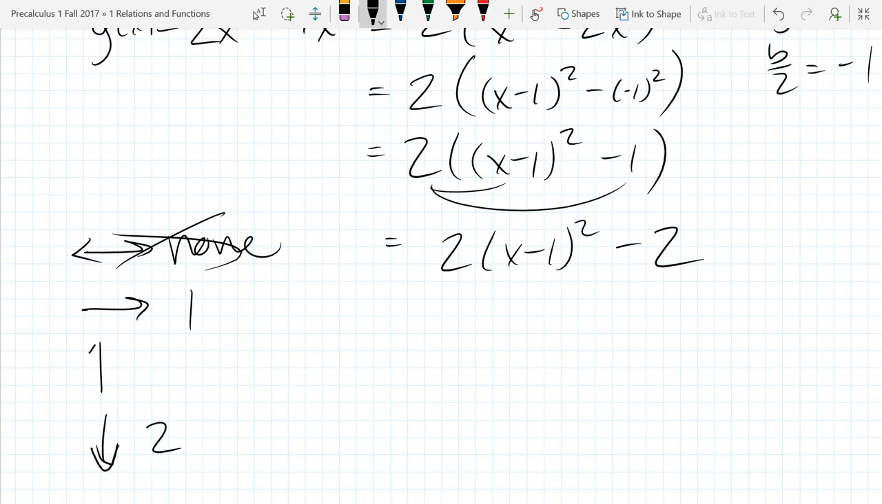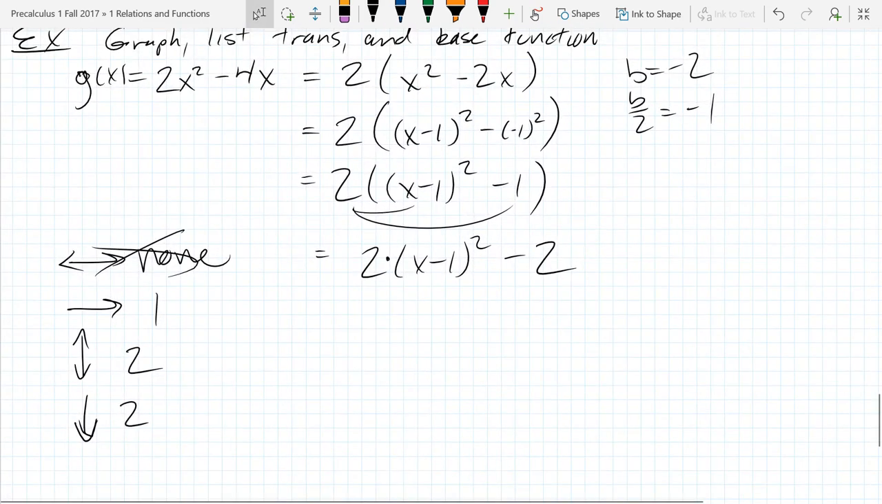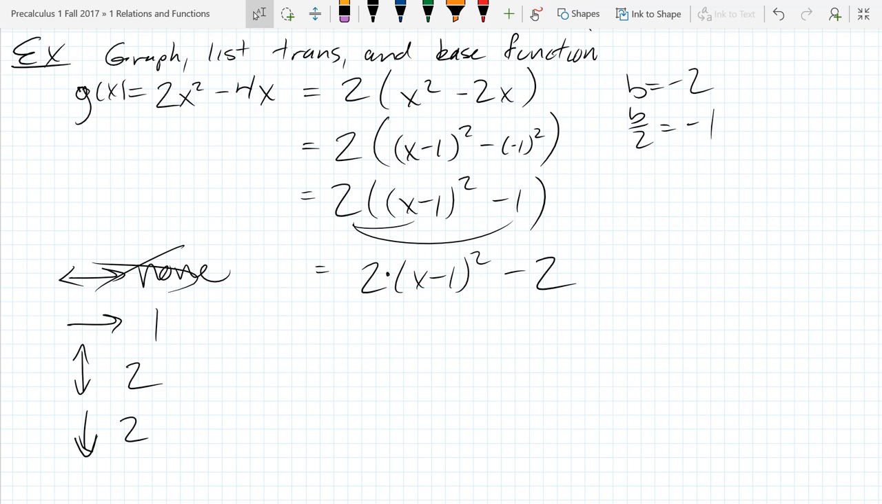And what is the vertical stretch? So it's the 2 on the left side that we're multiplying by. So there's a vertical stretch by 2. All right, any questions on getting these transformations out using algebra? If you want to say what I solved for, I basically solved for the right form. So I didn't really solve for x or g of x. I transformed it into the correct form using algebra.